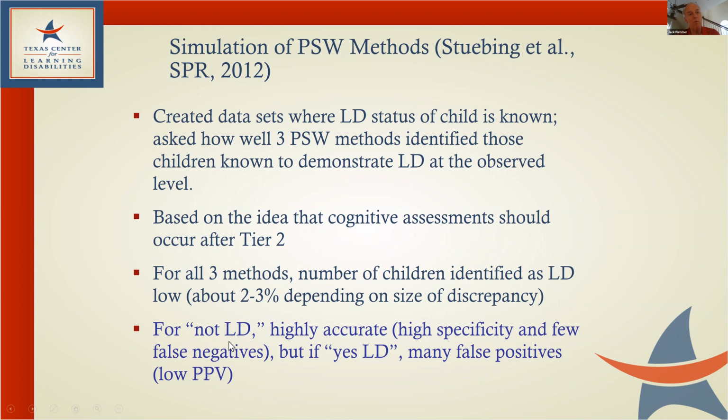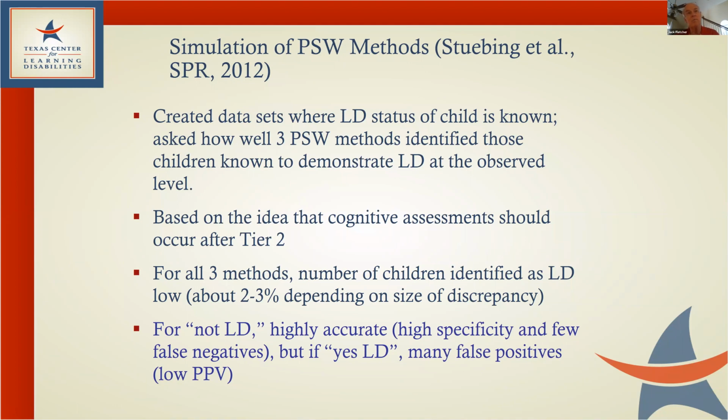But here's the real problem. For not LD, if we decide that a child does not have a learning disability, the methods are highly accurate. If you say no learning disabilities, that's right. That means high specificity and very few false negative errors. However, if the decision is that a child has a learning disability, there are many false positives. In other words, I say a kid has a learning disability, it is likely the child does not have a learning disability.